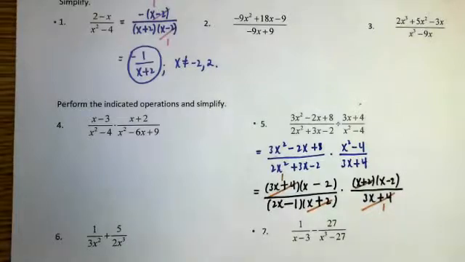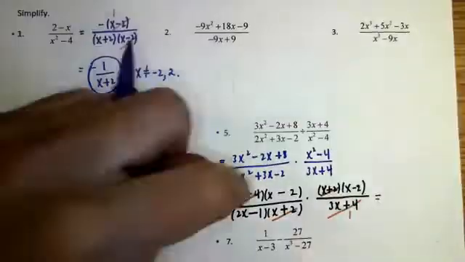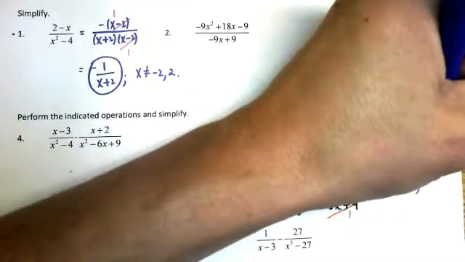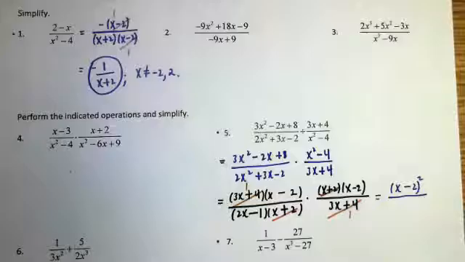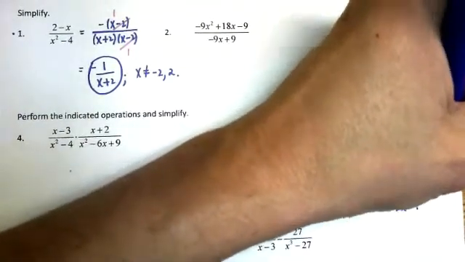Up top, there's no need to FOIL through. We can leave the factored version, or since we've got 2 of these, we could write that succinctly as x minus 2 squared. And then on the bottom, 2x minus 1, 2x minus 1. That looks pretty good for a final version. Don't forget your domain restrictions.